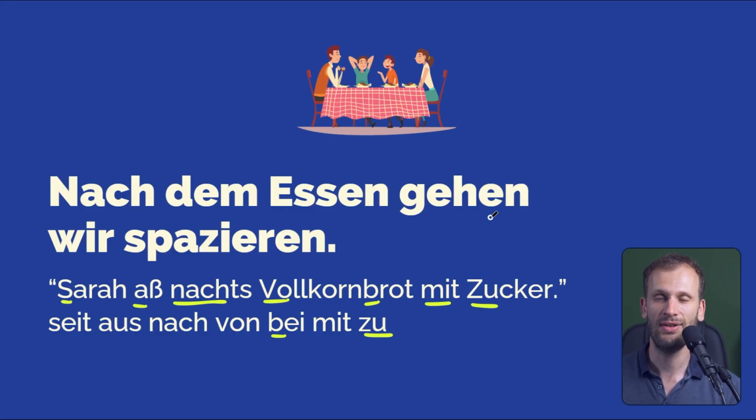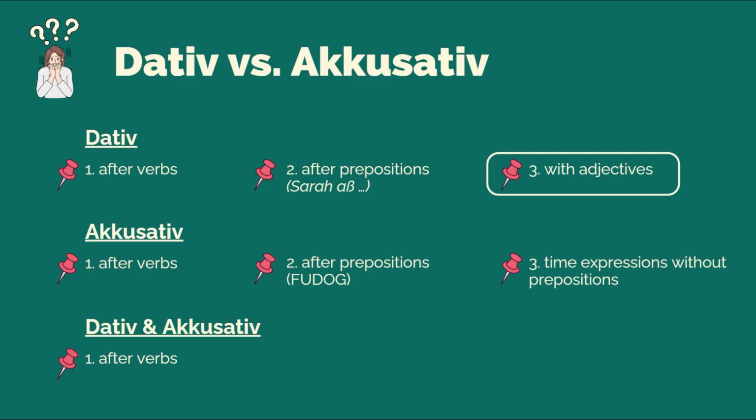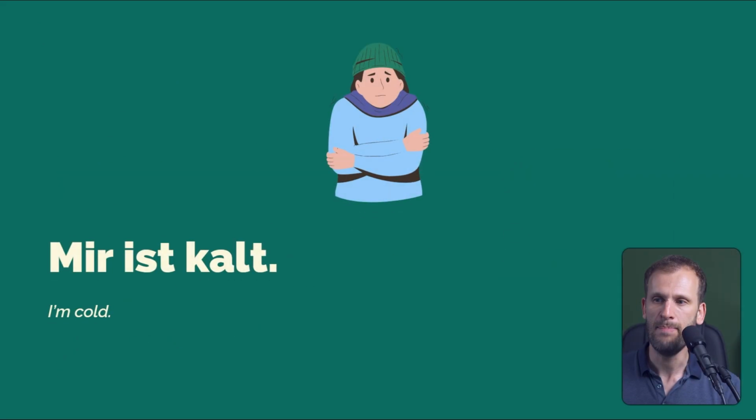All right, let's continue now with the next use case. So the next use case is in combination with adjectives. Sometimes adjectives can also take a noun or a pronoun in the dative case. Let's take a look. So, mir ist kalt. I'm cold. Don't say ich bin kalt. That wouldn't make sense in German. We use the dative case here. Mir ist kalt. So literally, to me is cold.